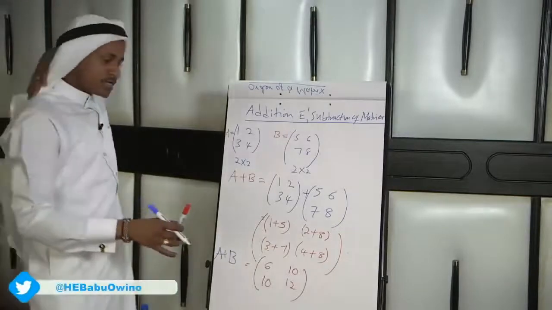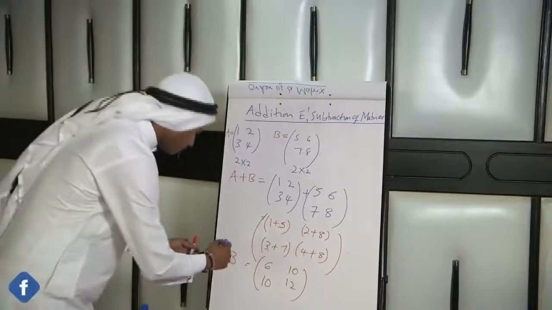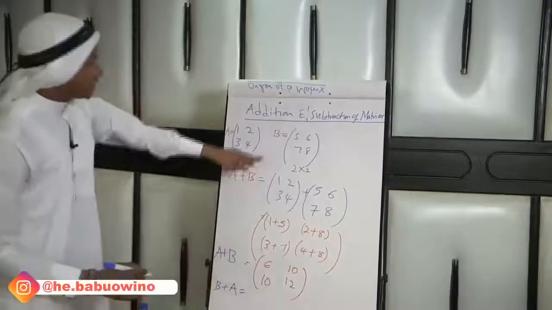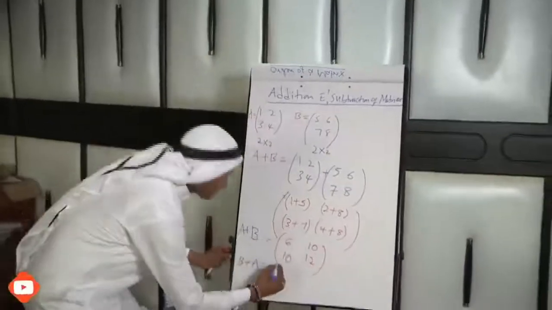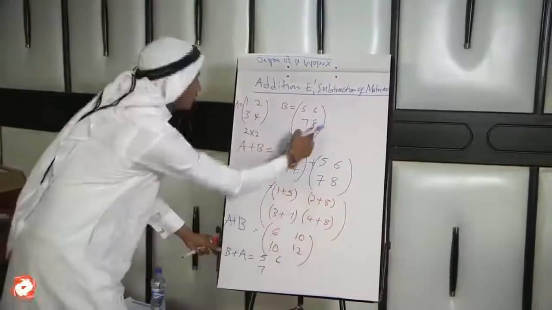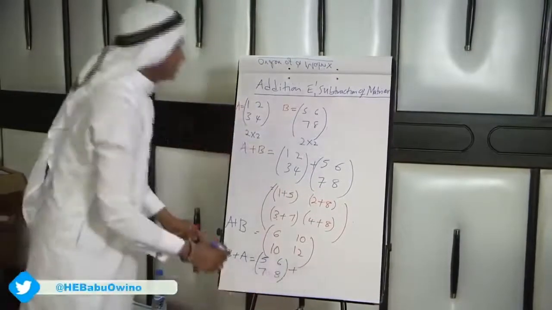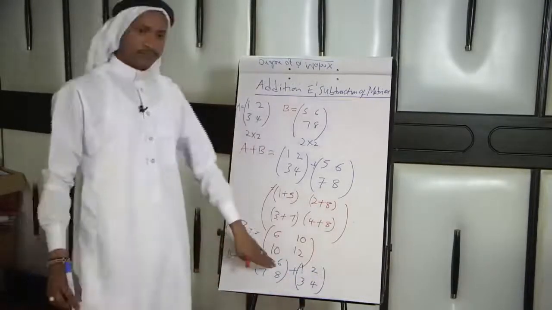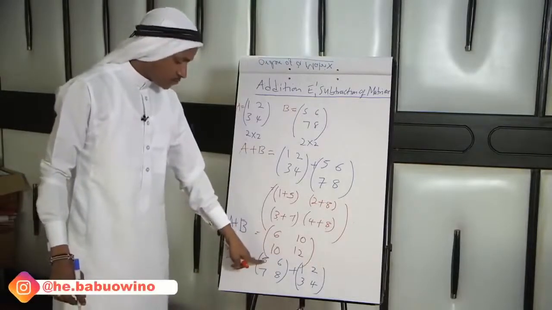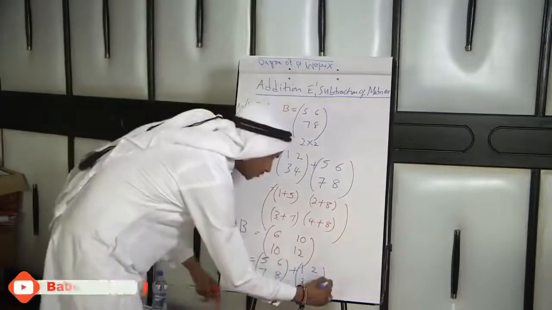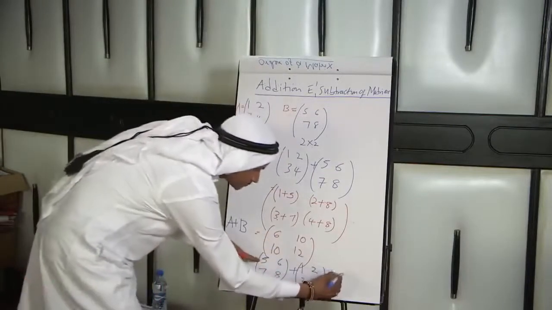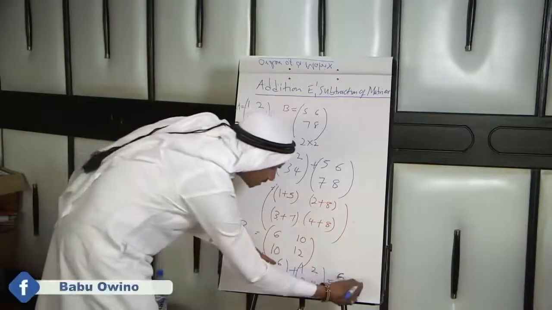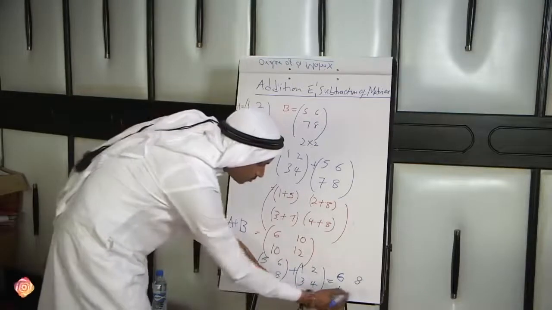Now from here, we want to get B plus A. That is A plus B. What if we get B plus A? So B plus A, you start with B. Our B is 5, 7, 6, 8. Then you add it to 1, 3, 2, 4. When you are adding, the first element on matrix B, you add it to the first element on matrix A. So here 5 plus 1, you get 6. Then 7 plus 3, you get 10. Then 6 plus 2, you get 8. And finally 8 plus 4, you get 12.